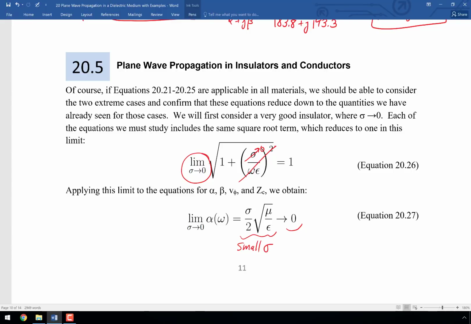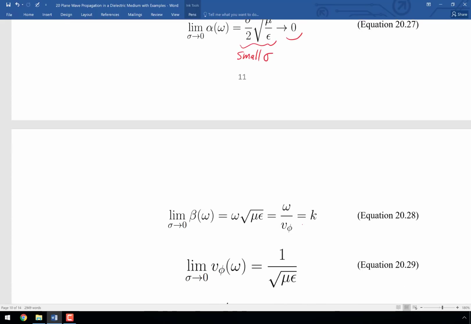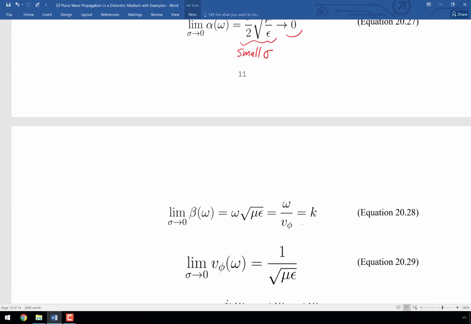That means that light will decay extremely slowly, if at all, as a matter of fact. So the observation that light can travel tens of millions of light years and still reach us undissipated tells us that this actually is a reasonable calculation. The limit of beta as sigma goes to 0 becomes omega times the square root of mu times epsilon, which is omega over the phase velocity, which is just equal to k. And so sure enough, as we go to the case of dielectrics where there is no exponential attenuation, we find that beta does go back to k.